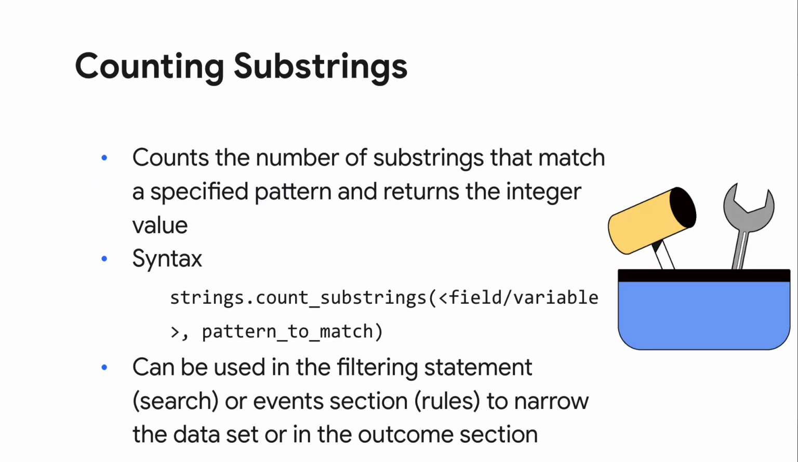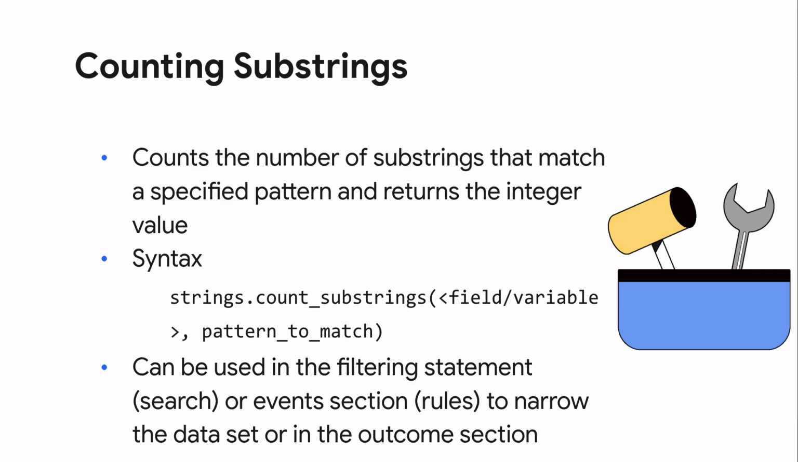Strings.countSubstrings quite simply counts the number of substrings within a specified field or variable using the pattern provided. The result is an integer output value. The syntax requires two arguments: the field or variable that needs to be observed, followed by the pattern that is being matched, which should be enclosed in double quotes.